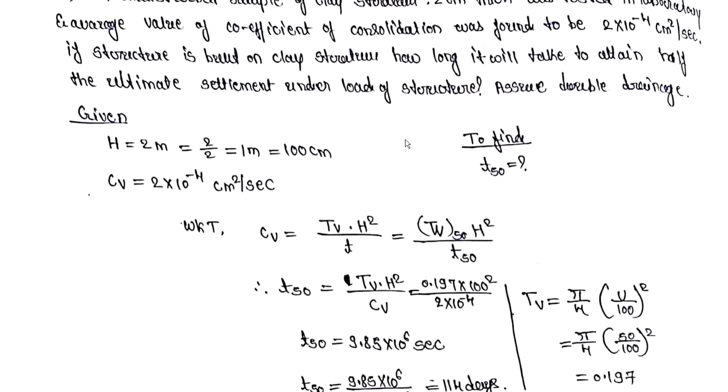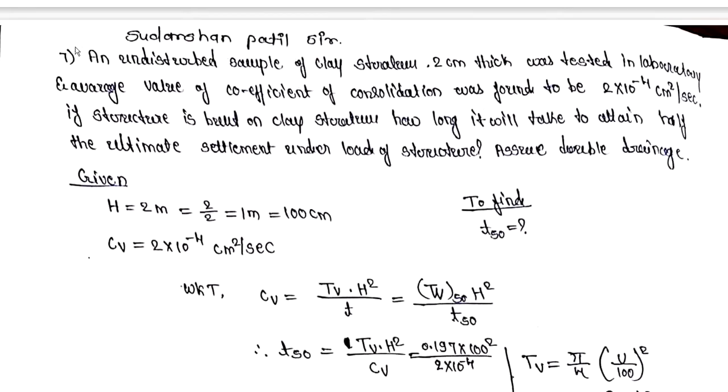So half the ultimate settlement means T50, that is 50% consolidation. When 100% consolidation occurs, at that time the ultimate settlement occurs. But when 50% consolidation occurs, at that time 50% settlement occurs. This point you need to note down. So what they have asked is, if the structure is built on the clay stratum, how long will it take to attain half the ultimate settlement under the load of structure.